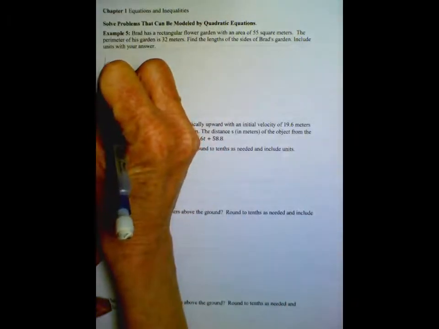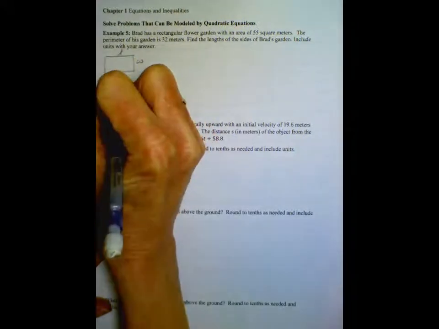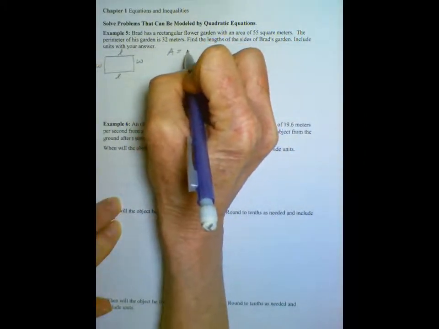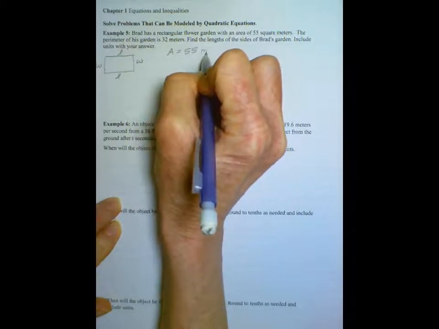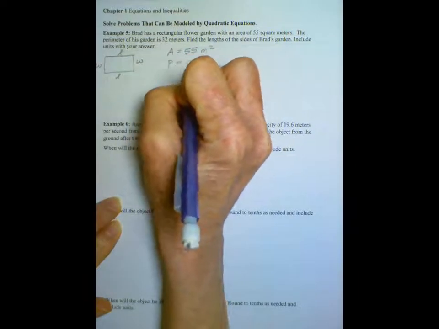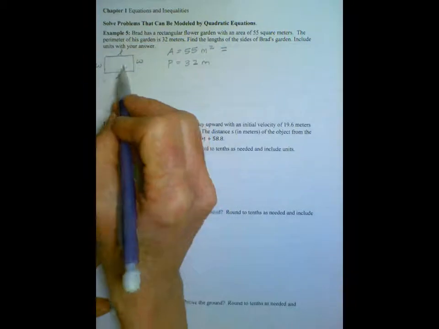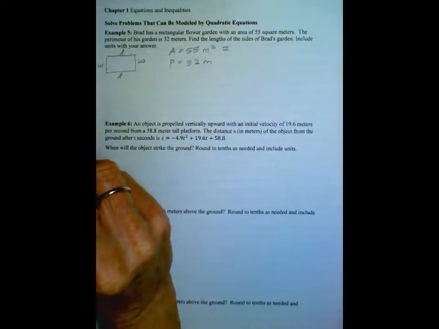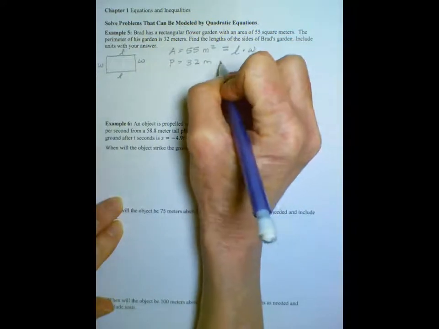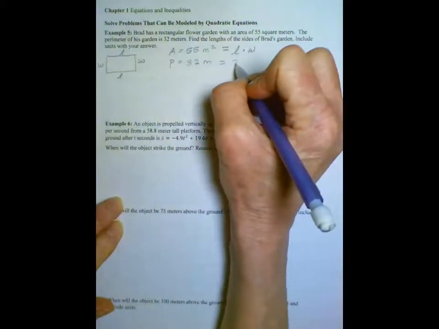So again, let's look at a little sketch. He's got this rectangular garden with length and width and length and width. And we're told that the area equals 55 meters squared and the perimeter is 32 meters. But what is the formula for the area of any rectangle? Right, it's length times width. And we've seen before the formula for perimeter: we want 2 lengths plus 2 widths.